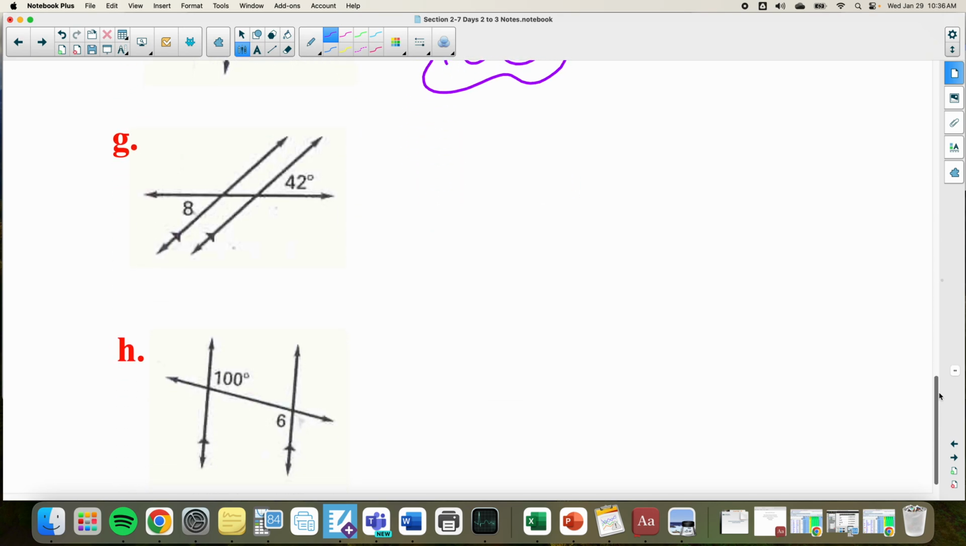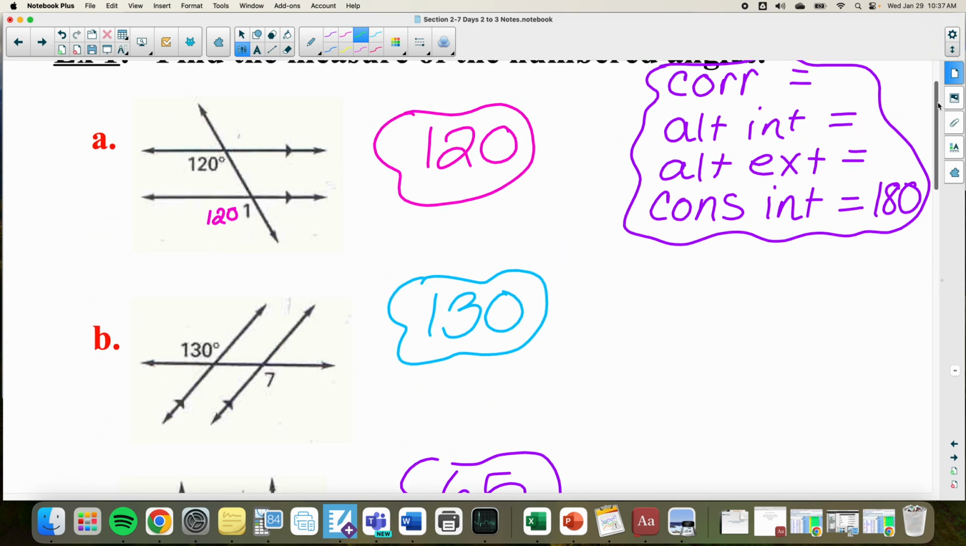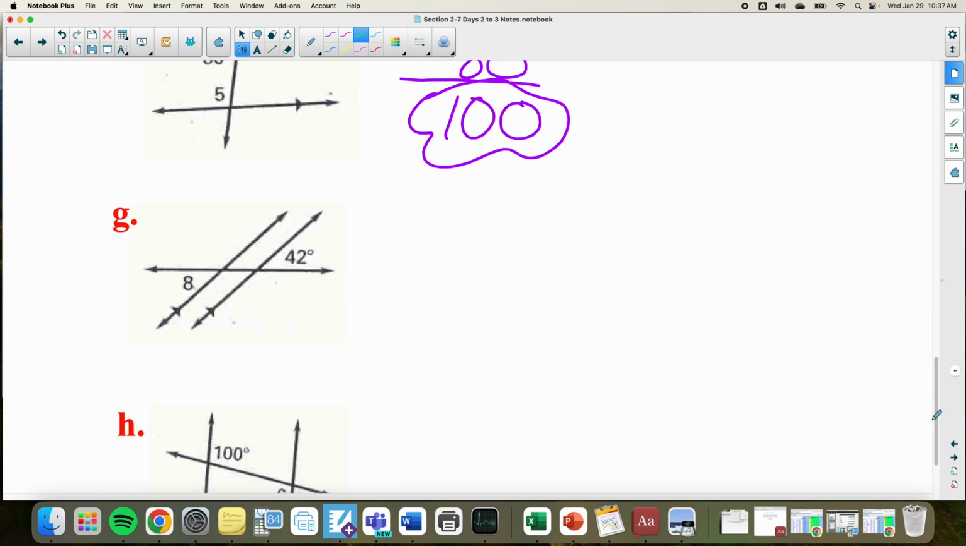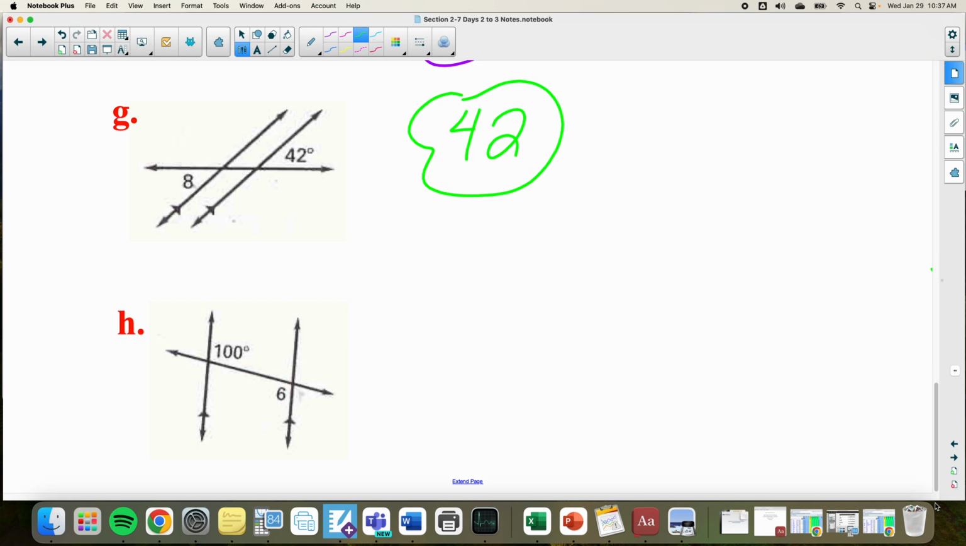Then, if I look at this, what kind do these look like? Very good, yeah. So here's my two lines, here's my transversal. Those are alternate exterior. And if we look at our rules, alternate exterior are equal. So if that's 42, that one's 42. Then if I look down here, what kind are those two?